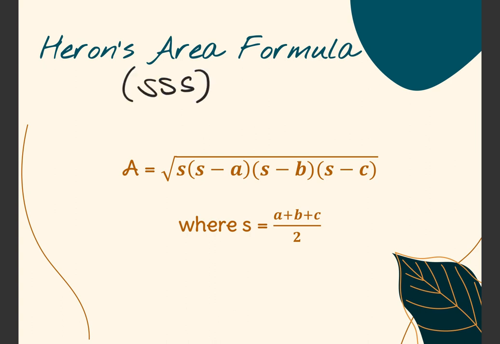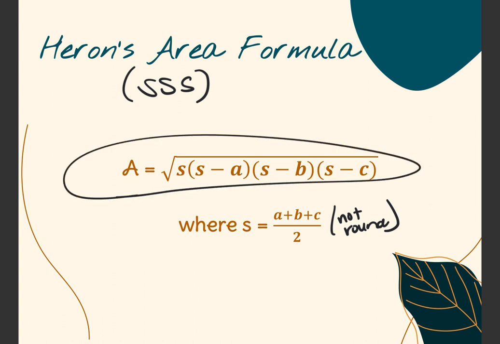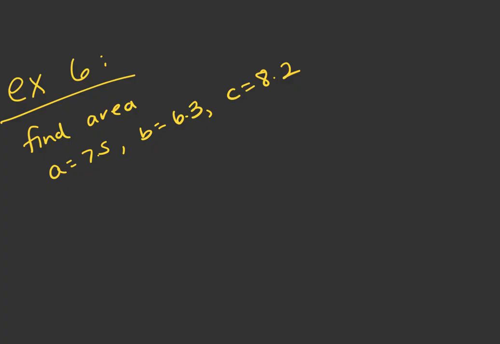So I have all 3 side lengths. I'm going to add them all together, divide by 2, not round. And then I plug it into here. Square root of S times S minus A times S minus B times S minus C. All right, so here's an example I just added so we can practice. It would be example 6. A is 7.5, B is 6.3, and C is 8.2. We're going to round to nearest 10th.